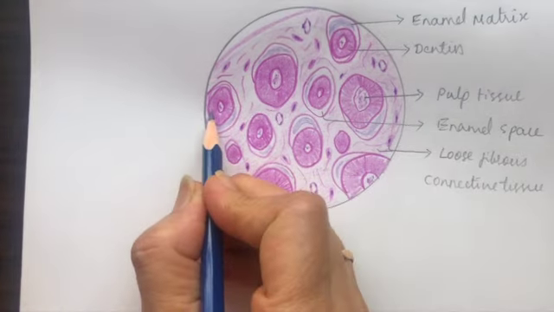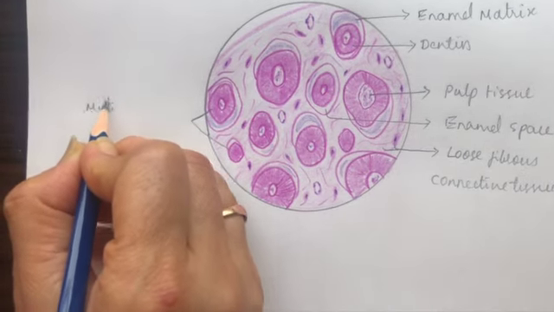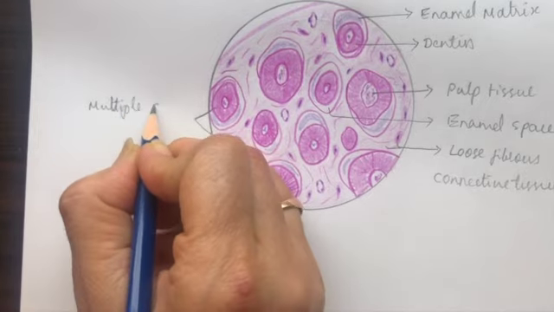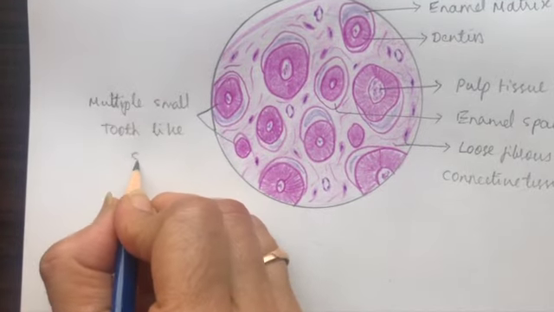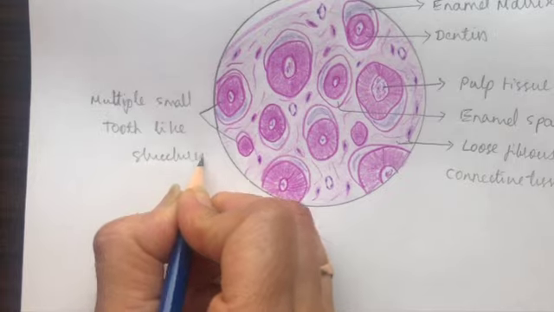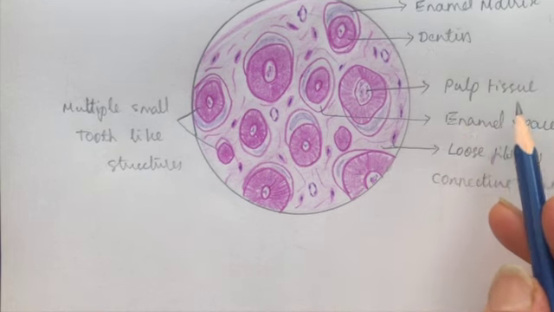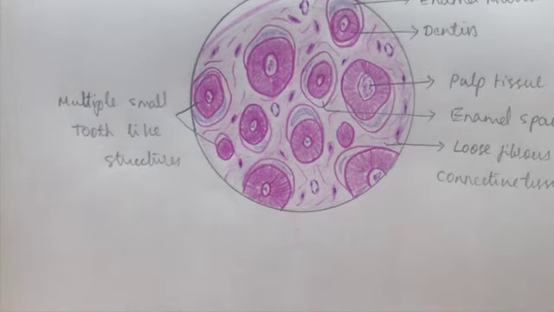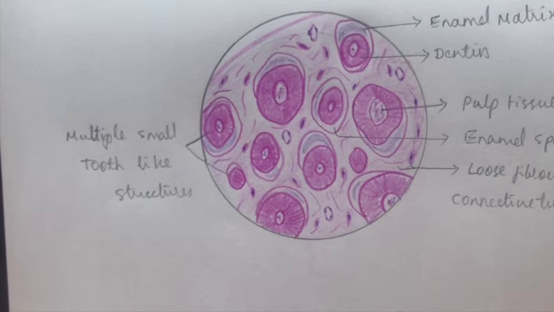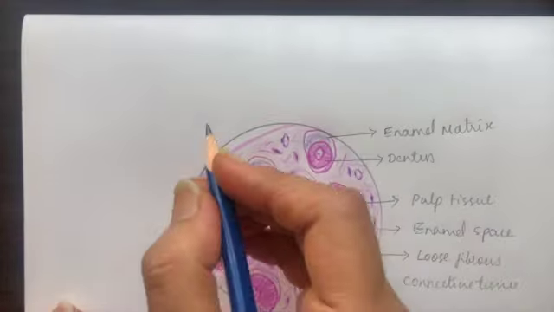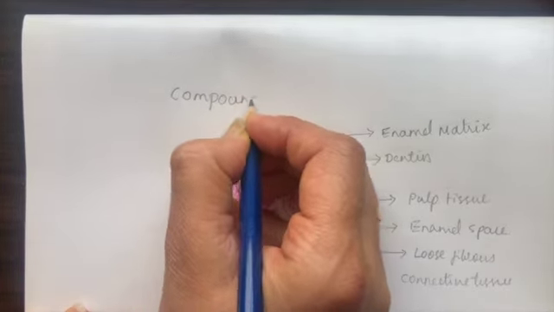We can also label all these structures as multiple small tooth-like structures. These tooth-like structures are composed of enamel matrix, dentin material, pulp tissue, enamel space, all this placed in loose fibrous connective tissue stroma, and that makes it an organized odontoma and hence called compound odontoma. So this is compound odontoma.